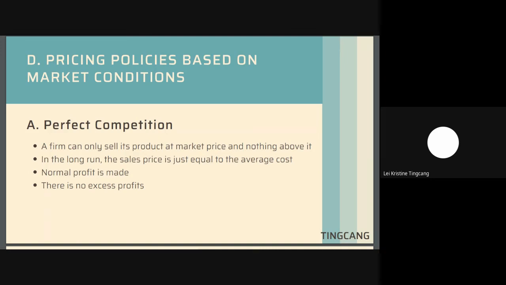Pure or perfect competition is a theoretical market structure in which all firms sell an identical product, the product being a commodity or homogeneous, and buyers have complete or perfect information in the past, present, and future about the product being sold and the prices charged by each firm. In a perfectly competitive market, all firms are price takers, so they cannot influence the market price of their product. Hence, a firm can only sell its product at market price and nothing above it. In the long run, the sales price is equal to the average cost, normal profit is made, and there are no excess profits. Next slide, please.